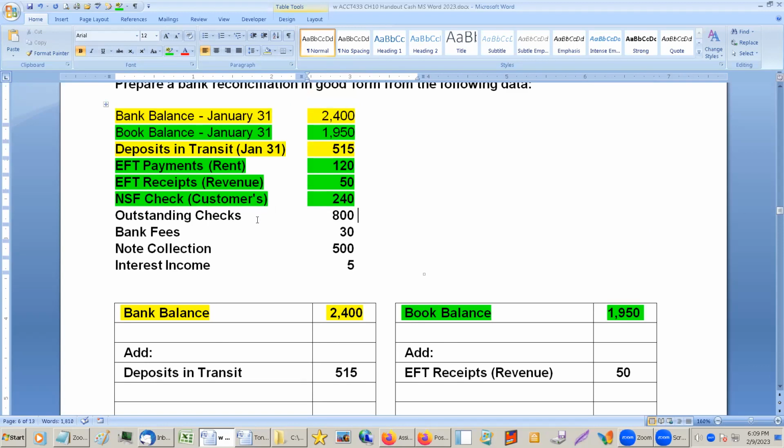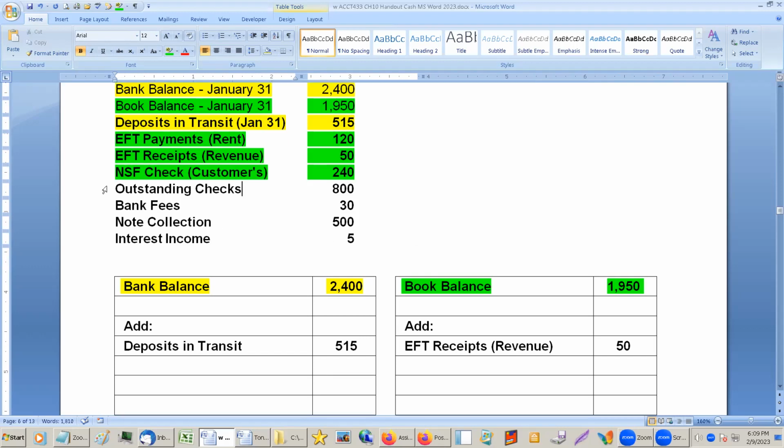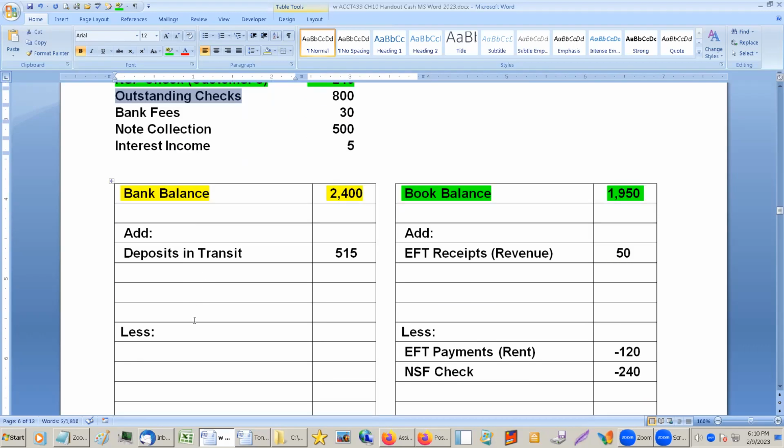Okay, outstanding checks. We wrote some checks and mailed them out near the end of the month. And the bank side, yep, good. We know we wrote the checks. The bank doesn't know yet.